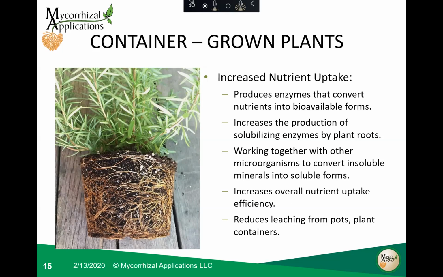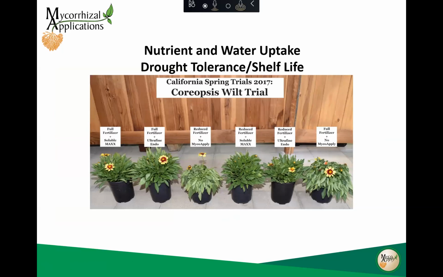So if we look right here, this is a trial that was done a couple years ago with Coreopsis. This is going to be with and without mycorrhizae. The two that are without mycorrhizae are this one right here, I'm not sure if you can see my mouse, I'm circling the one right here in the middle, and then the one all the way over here to the right. Both of these have no mycorrhizae in them. The other four do. It's just a matter of whether they have full fertilizer or reduced fertilizer, and then what type of mycorrhizae we used.